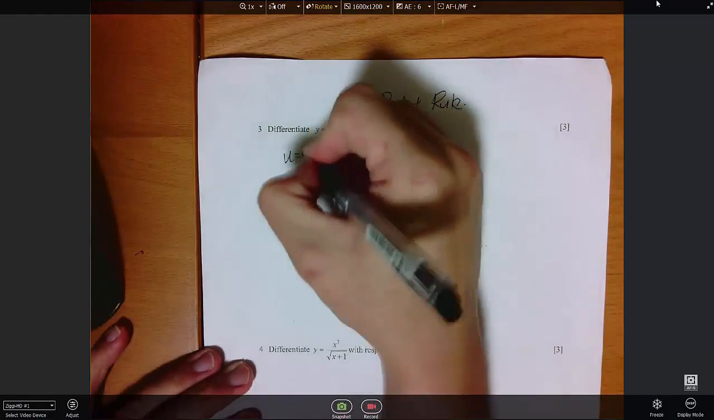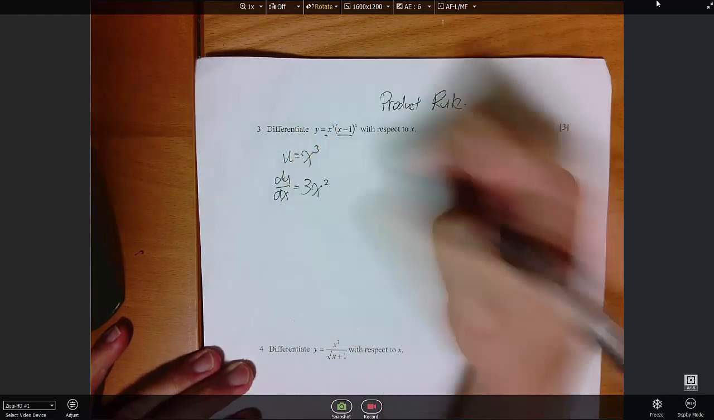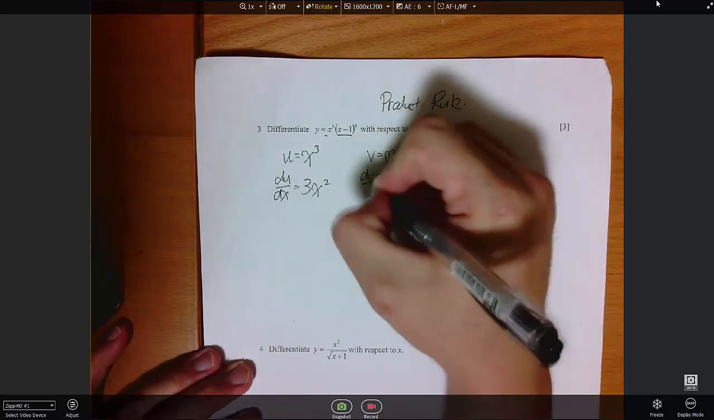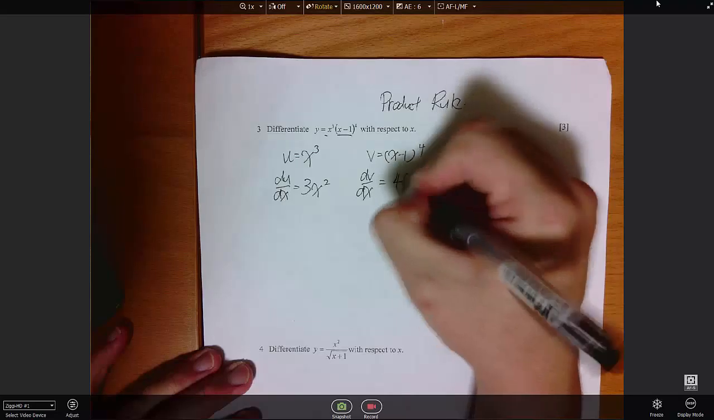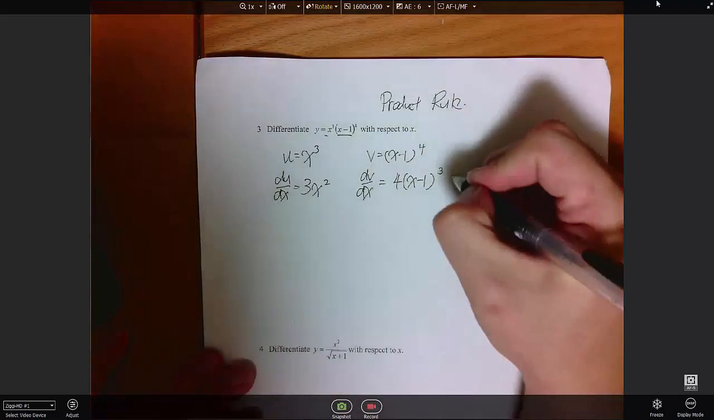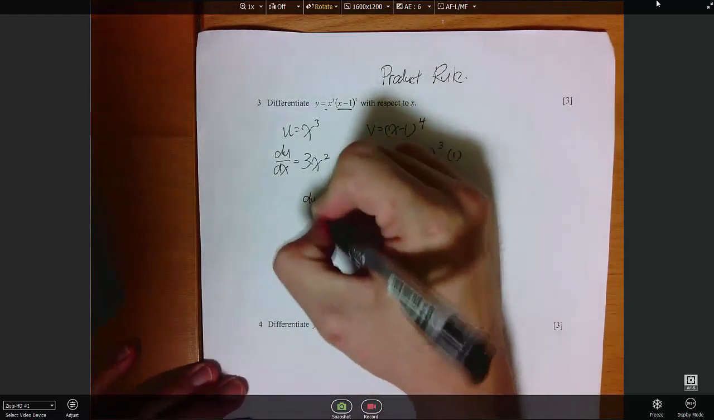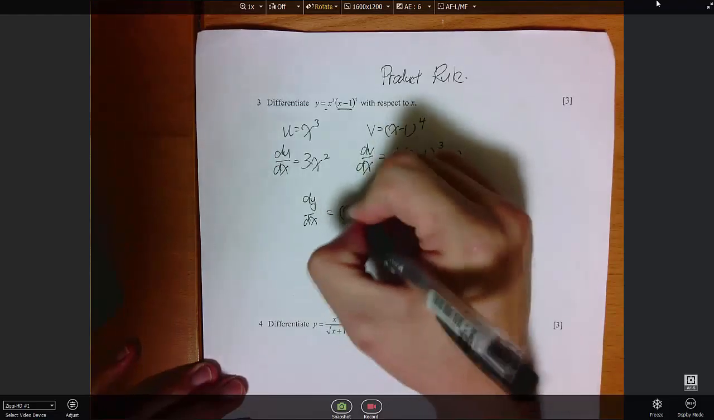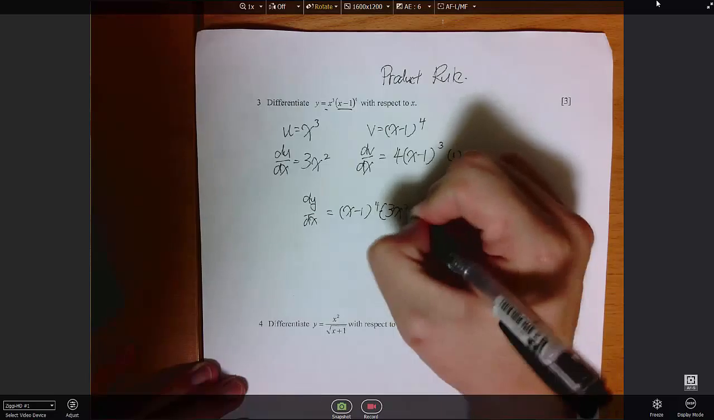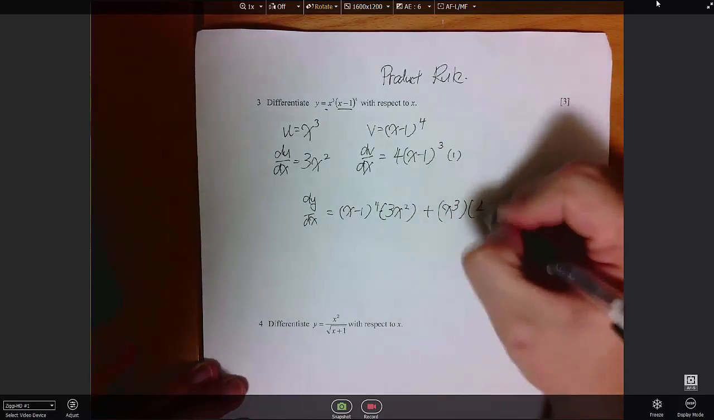So u is x squared. Differentiating u with respect to x gives me 3x squared. v is x minus 1 to the power of 4. Differentiating v with respect to x is 4 times x minus 1 cubed. You differentiate inside the bracket, you will get a 1 anyway, so it's okay. So product rule: v du dx, okay, du dx is 3x squared, plus u dv dx.